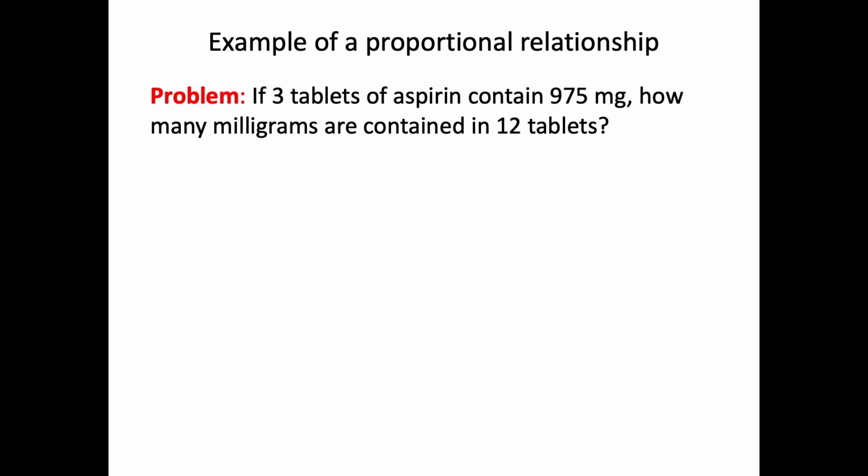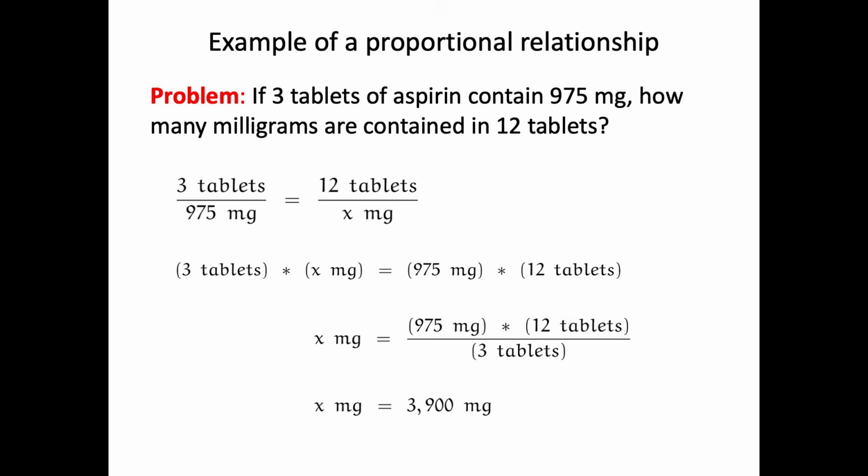Let's work a problem describing and showing a proportional relationship. So in this problem, it reads, if 3 tablets of aspirin contain 975 milligrams, how many milligrams of aspirin are contained in 12 tablets? Okay, so what do we know? We know a relationship. It's not really a concentration, but we know a relationship that 3 tablets contain 975 milligrams. So we do have a relationship there, a ratio, if you will. We also know that we want to know how many milligrams are contained in 12 tablets. So our number of tablets is 12 tablets.